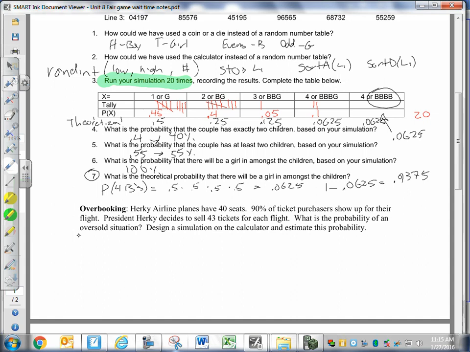Let's design a simulation on the calculator and estimate this probability. I want you guys to kind of brainstorm and think about what you can write or plug into your calculator to design Mr. Herky selling 43 tickets and 90% of those people possibly showing up, 10% not showing up. So, what would you plug into your calculator to do that trial of selling 43 tickets?